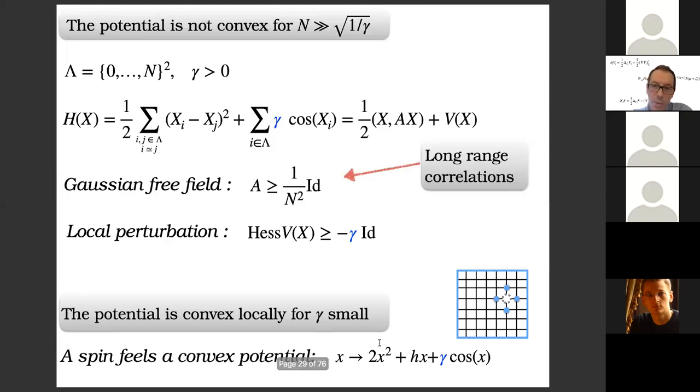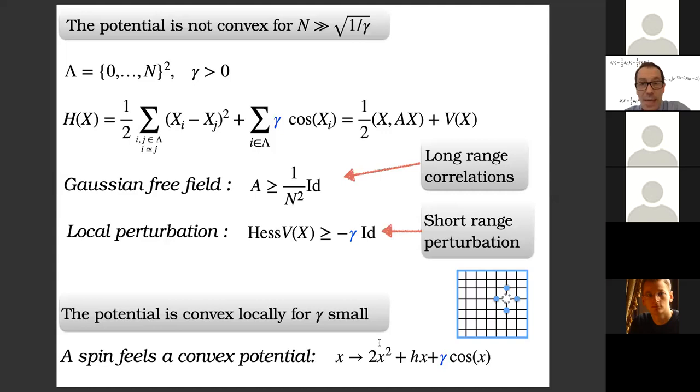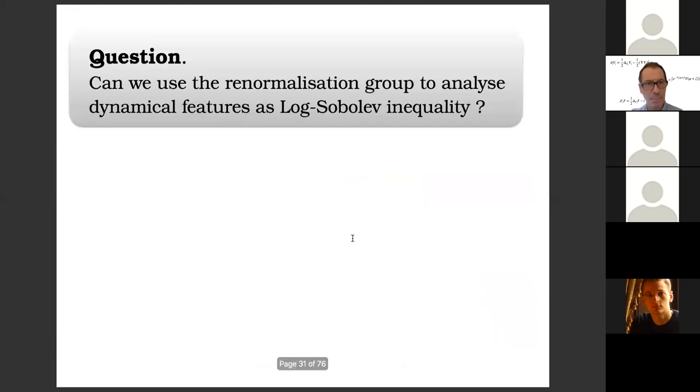So we have to understand how the scales are actually entering into the dynamics, because on the one hand we have this very short range perturbation which is strongly non-convex, and on the other hand we have this long range correlation in the Gaussian part. And we have to extract some control from one part to the other. So this model is just to give an idea of what we're going to try to do, even though we're not able to derive much in this particular case.